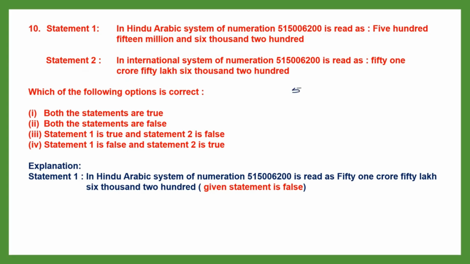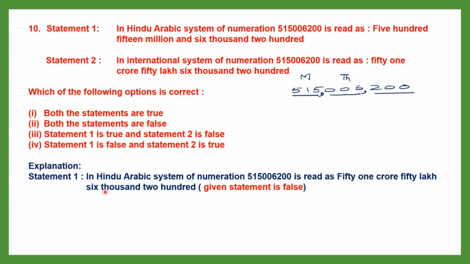So the number is 515006200. Let's put it in the international system. So a comma here, a comma here. How do we read this? 515 million 6,200. Whereas the statement says something else.